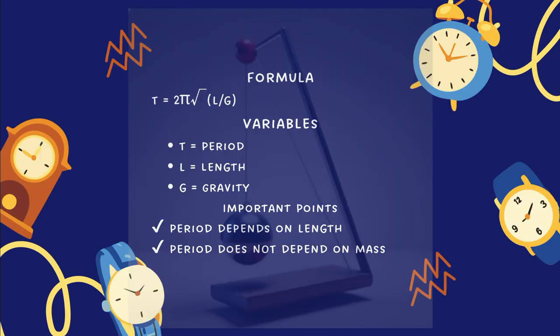The motion of a simple pendulum is described by the equation T equals 2π multiplied by the square root of L over g. In this equation, T represents the period of oscillation, L is the length of the pendulum, and g is the acceleration due to gravity. From this equation, we can make two important observations. Firstly, the period increases as the pendulum length increases. This means that a longer pendulum requires more time to complete one oscillation.